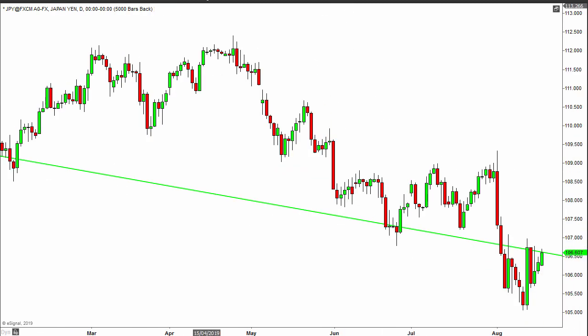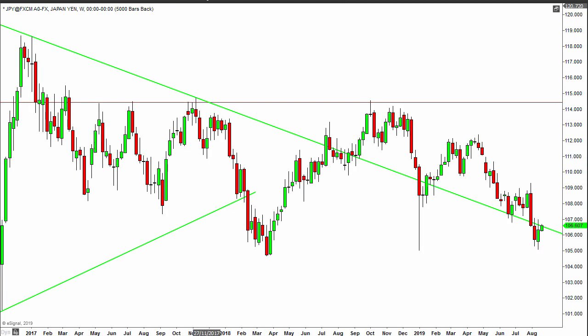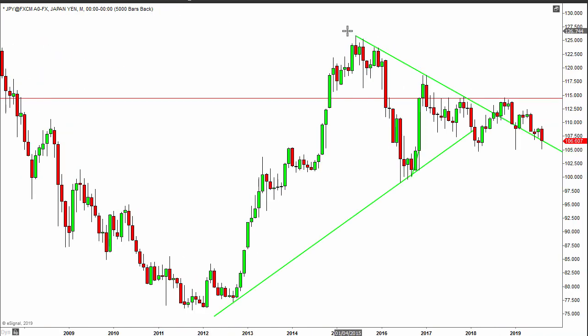Let's have a look at the yen. I don't know if I've got any on there. Let's have a look. I've got one here from way back. That's on a weekly chart. If we go all the way back, you can see I've still got this trend line, which formed back in 2015, that's where the top was, and it came across these tops. But I've left that trend line on because it's still an important level.